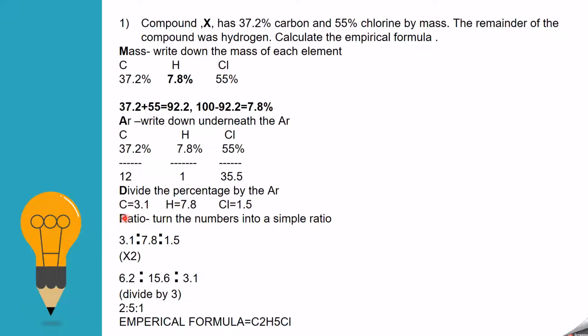Now we move on to step R, R for ratio, and turn the numbers into a simple ratio. So I had 3.1 to 7.8 to 1.5. So I multiplied these by 2 to get 6.2 to 15.6 to 3.1, and then I divided it by 3 to get 2 to 5 to 1, and so the empirical formula was C2H5Cl.